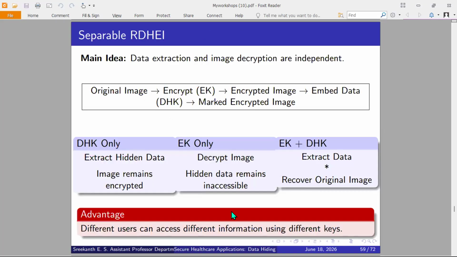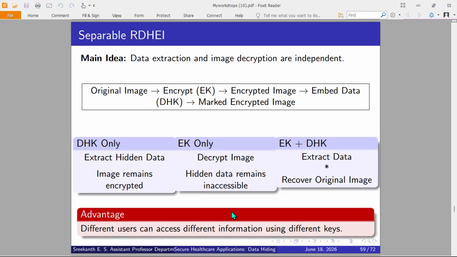Then separable reversible data hiding. Separable reversible data hiding is another technique. So here, what is the idea? The idea is that data extraction and image decryption are independent. That is the most important thing. Data extraction and image decryption means what? I will tell you a scenario.